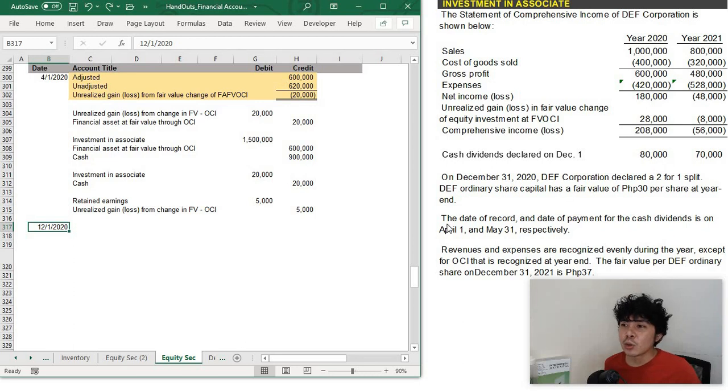At tapos sabi dito, the date of record and date of payment of the cash dividends is on April 1 and May 31. Siyempre, yan ay the following year na mangyayari. So, dineclare siya ng December pero payable siya in May of next year. So, ano ang ating gagawin kapag meron dineclare na dividend si associate?